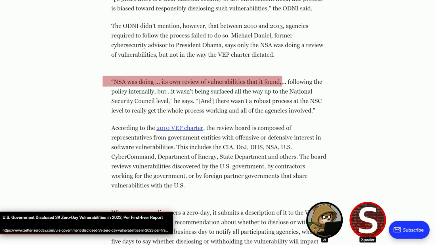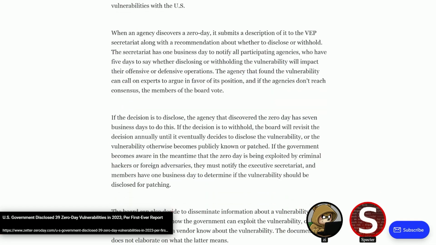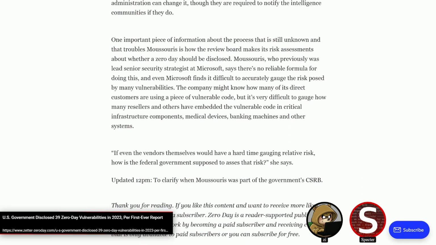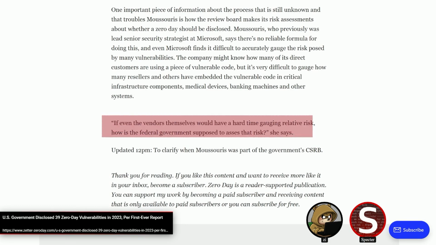And then the final quote, which is wrapping up the premise of the article, is they had talked to Masuri's. I don't know if I'm saying that properly. If I'm not, I apologize. She's been pretty prominent in the bug research space and the government and 0-day space for a long time. She was a former lead senior security strategist at Microsoft, but she had said even if the vendors themselves would have a hard time gauging relative risk, how is the federal government supposed to assess that risk?